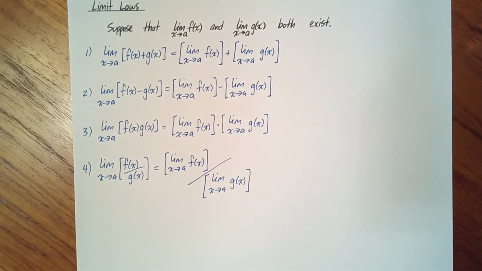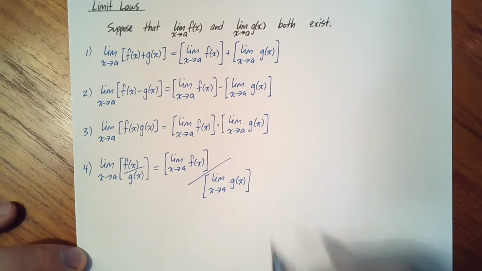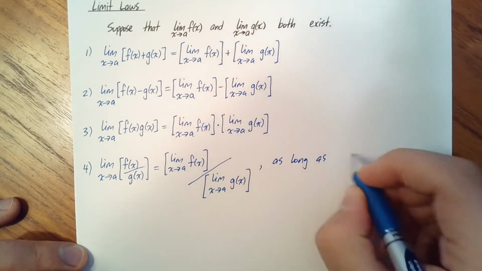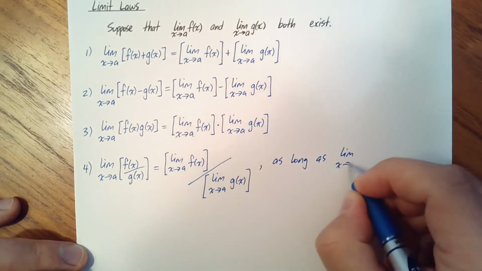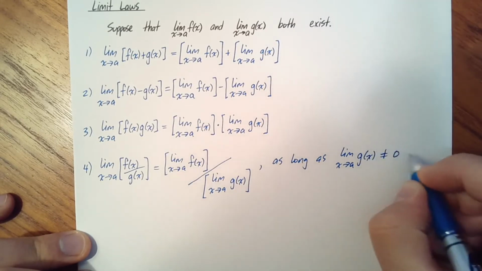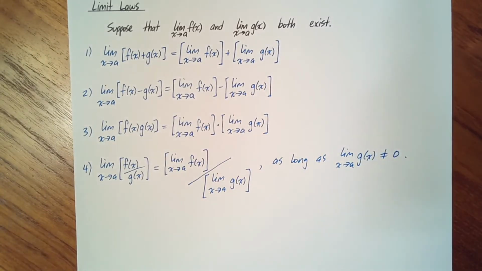Now, but we have to be careful, because maybe this is 0, right? Maybe the limit as x approaches a of g of x actually ends up being 0. In which case the right-hand side of this equation wouldn't make sense. So we should add this in, as long as the limit as x approaches a of g of x is not equal to 0. Okay, and if it is equal to 0, then this rule won't apply.